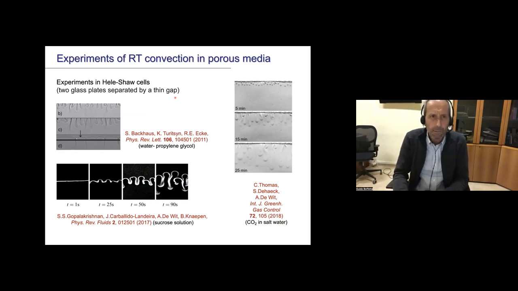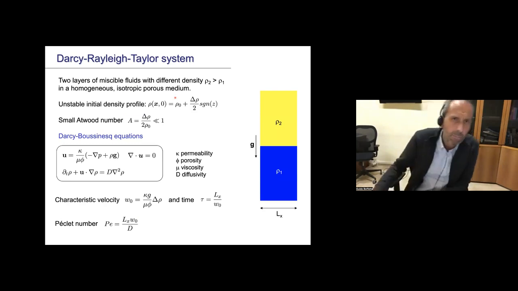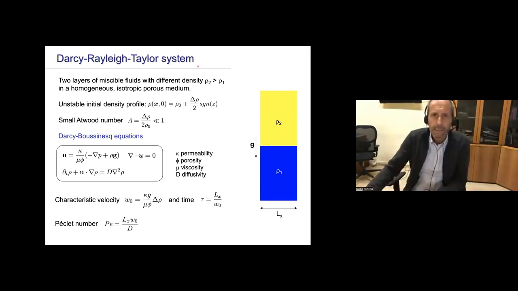So for the study of this problem, we use the most simple setup, which is a standard configuration of Rayleigh-Taylor. So we have 2 layers of fluid of different density. The heavy layer is on top of a light layer in the presence of gravity. So this is unstable. And the density difference between the 2 defines the Atwood number. We assume that the Atwood number is small, so we can use the Boussinesq approximation for an incompressible fluid. So we have incompressible flow.